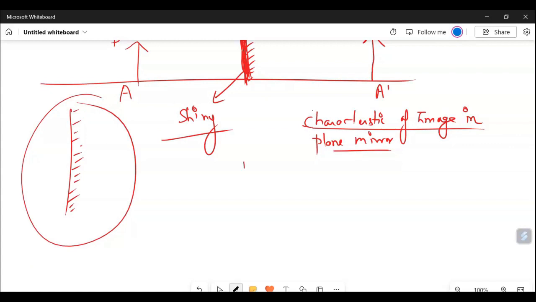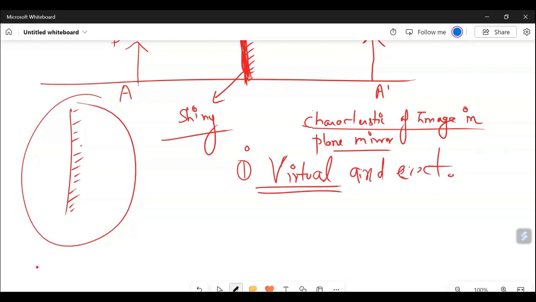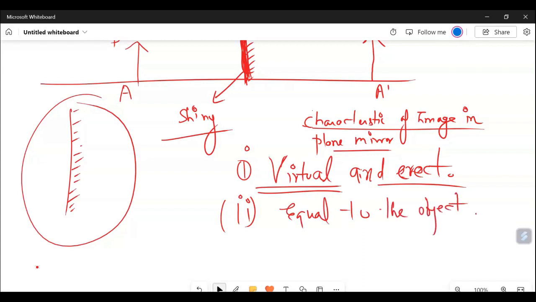So the characteristics of image in plane mirror are, first, it is always virtual because light rays do not actually meet, they appear to meet. So virtual, and whenever it is virtual it is always erect. So when you are looking at the mirror, your head appears in front of you and your leg appears in front of you. It's virtual and erect. You have also seen yourself in the mirror. You always appear equal to yourself. So the image is always equal to the object.